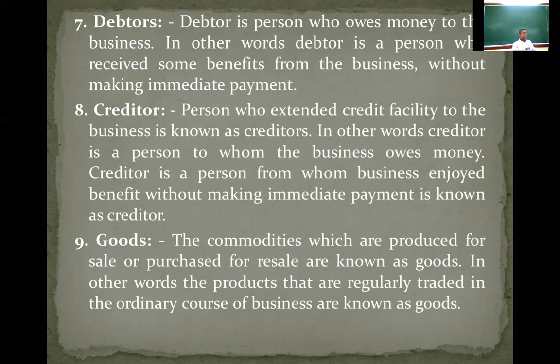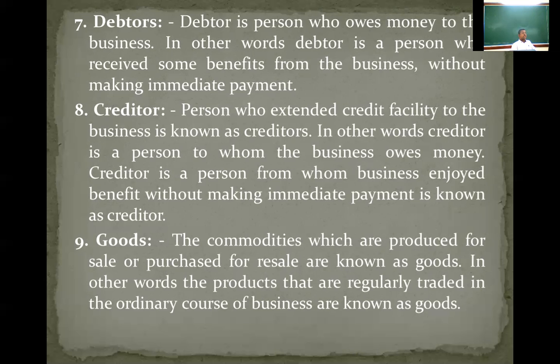In very simple words, the person who needs to pay money to the business is called a debtor. Then the next one is creditors. What is the meaning of creditors? Here, a debtor is the person who needs to pay money to the business. Now a creditor is the opposite. A creditor is a person to whom the business needs to pay money. In other words, a creditor is a person from whom the business has taken certain benefits without making immediate payment. That person is called a creditor.